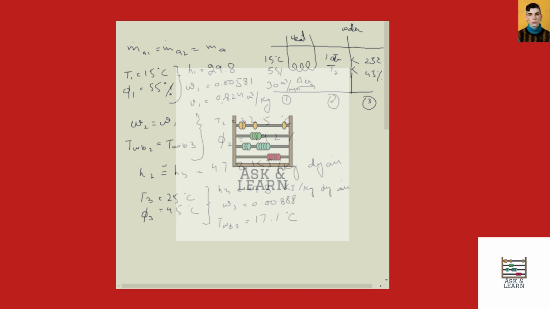This portion was the first one, inlet. This is the outlet of heating portion, but the inlet of water humidifier. And this portion 3, is the outlet of water humidifier.